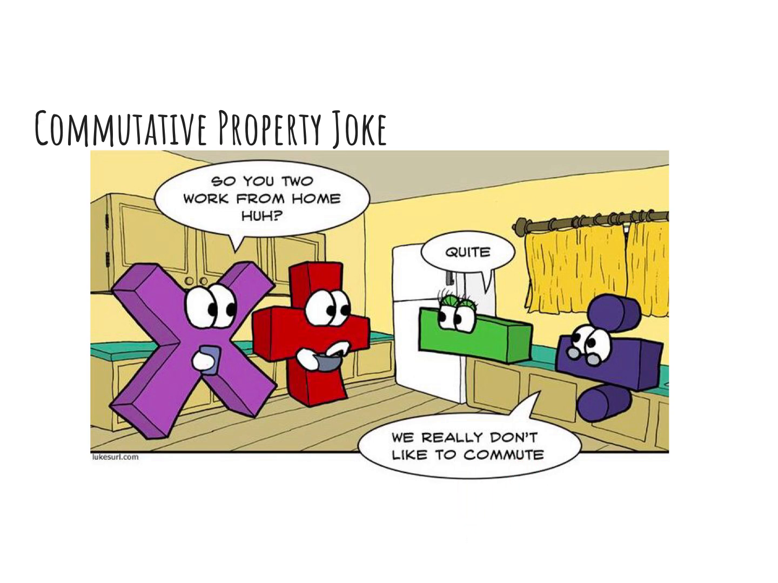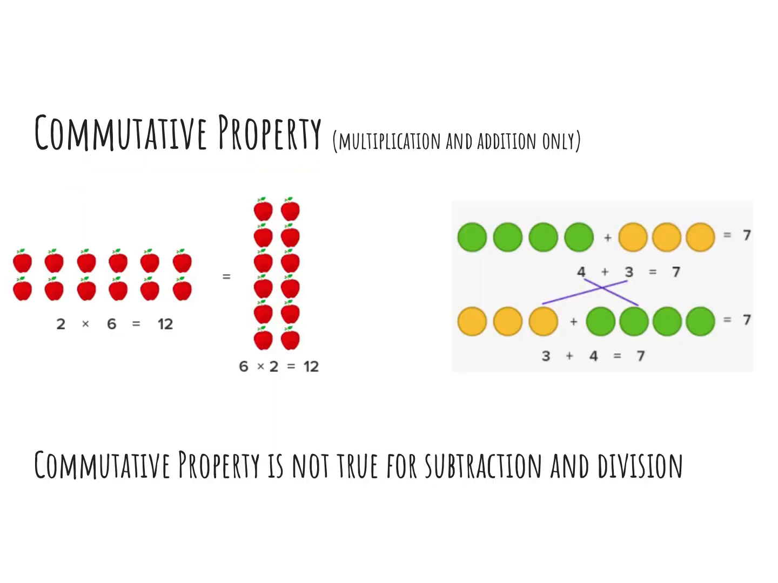Remember that commuting means going back and forth to work and home, and the commutative property means that you can go in either direction and get the same answer. Let's take a look at some more details on the next slide.